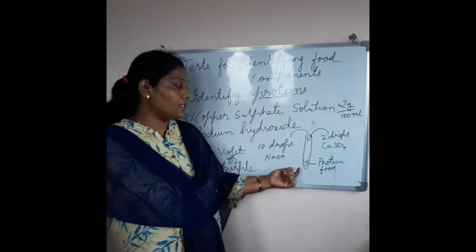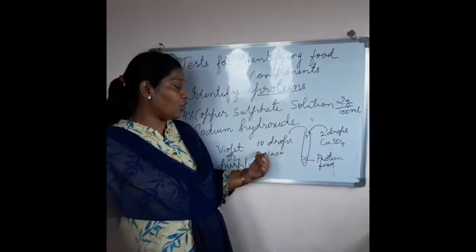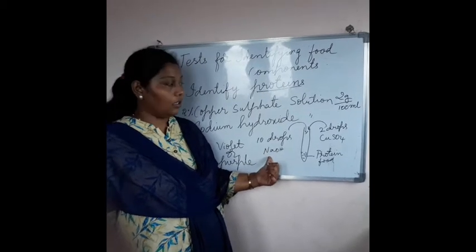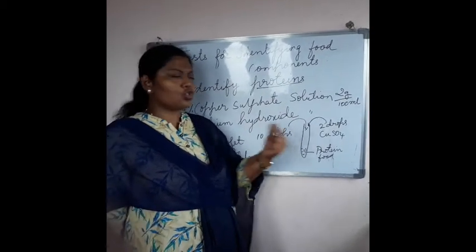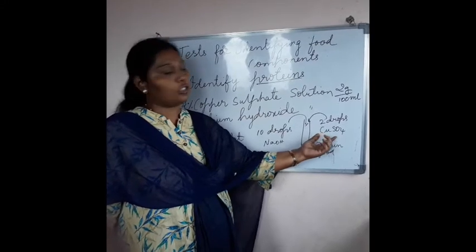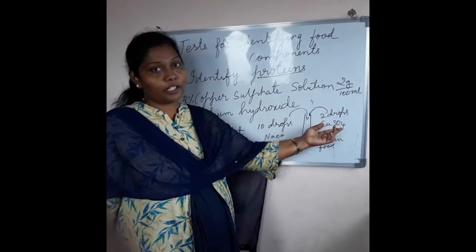Now add into this test tube, what you will add? You will add 10 drops of sodium hydroxide. And just only 2 drops of copper sulfate solution. CuSO4 is nothing but a copper sulfate solution.